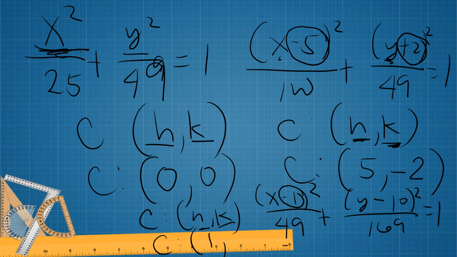Then, in order for us to know the value of k, ang k ay kasama ni y. Ang kasama ni y is negative 10 and we're going to negate negative 10. Therefore, we have 10. Therefore, the center is located at (1, 10). Now, since you already learned the two skills, first is the orientation. The second is how to know where the center is located.